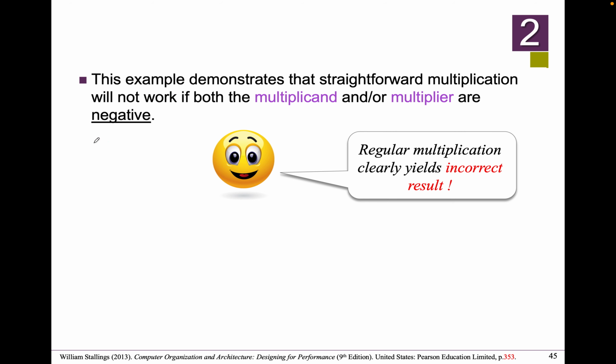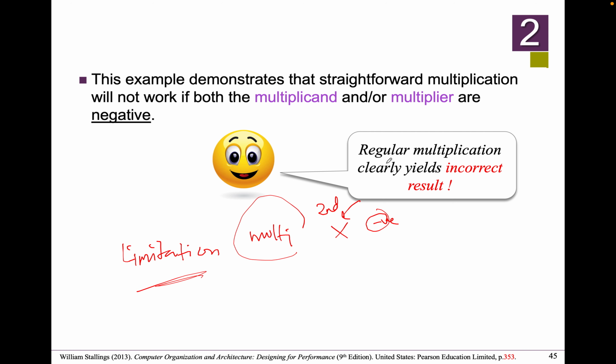So there is a limitation for the multiplication method, which is that you cannot directly apply two's complement and direct multiplication if both numbers are negative. So that is the only limitation for now. Regular multiplication clearly yields an incorrect result.